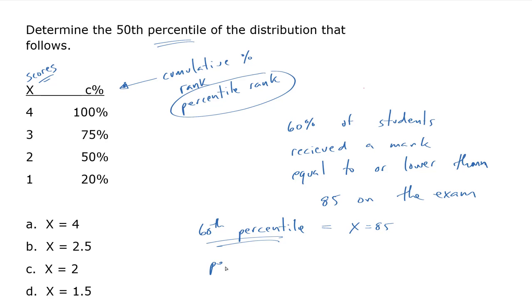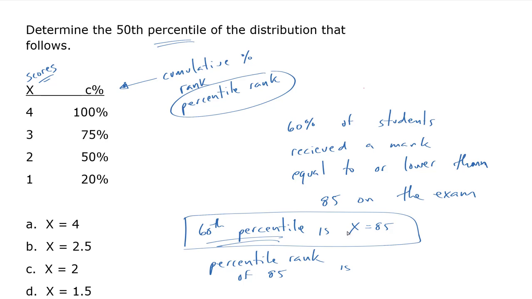The percentile rank of 85 might be less confusing if I just say it like this. So the 60th percentile is 85. The percentile rank of 85 is 60%. So a percentile rank is a percentage. A percentile is the actual score. So I'm saying that these are percentile ranks here, and these are scores. They're not quite percentiles. We have to do a little bit of work here.